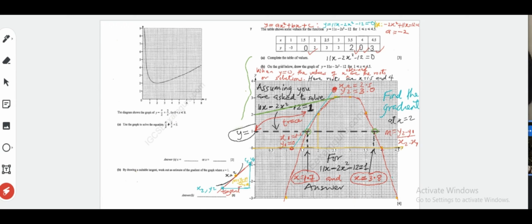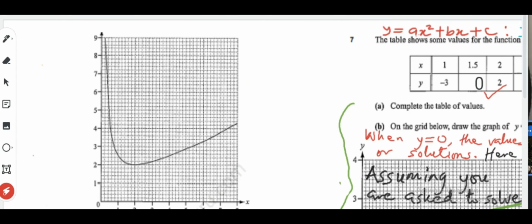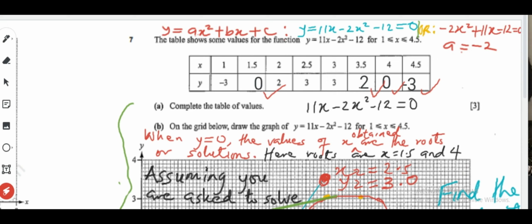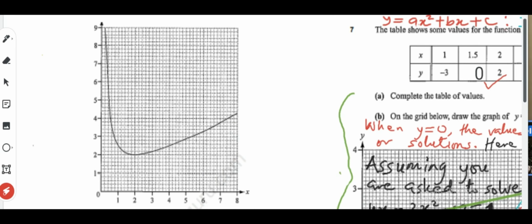Go to page 4 of 20. We've done this. I just want to review it with you so that you see what we've done before. Read out the question, please. The table shows some values for the function y equals 11x minus 2. I'm sorry. Let's do this first of all. Let's do this one, this one on the left-hand side.